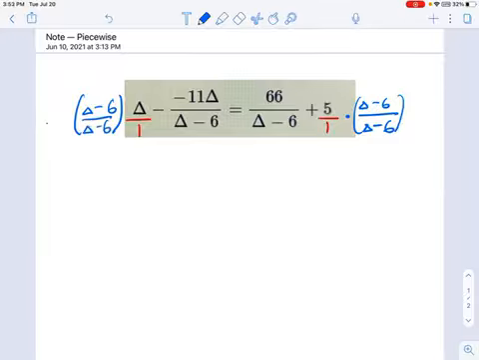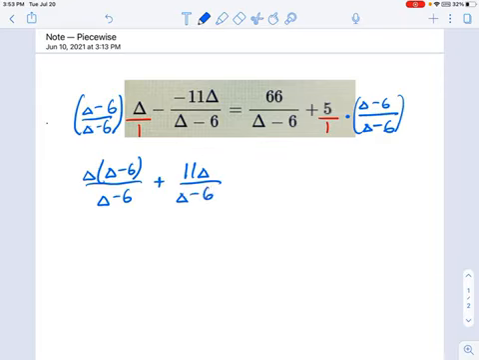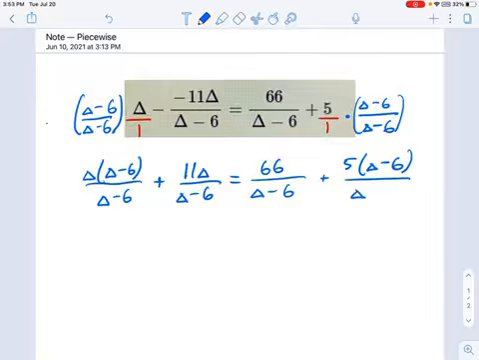And once I finish through this, then everything can have delta minus 6's, and that's going to be a lot better for us. So going from left to right, I have delta times delta minus 6 over delta minus 6. Then I have a minus 11 delta. Let's just change that right now to a plus 11 delta over delta minus 6. I don't really like looking at negative signs all over the place. And where they cancel out, I like to just cancel them out so we don't get lost later on. Then we have 66 minus delta over 6 plus 5 times delta minus 6 over delta minus 6.